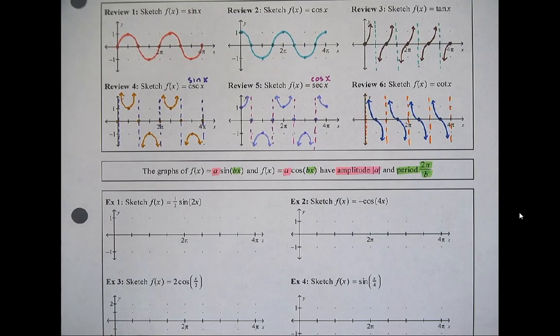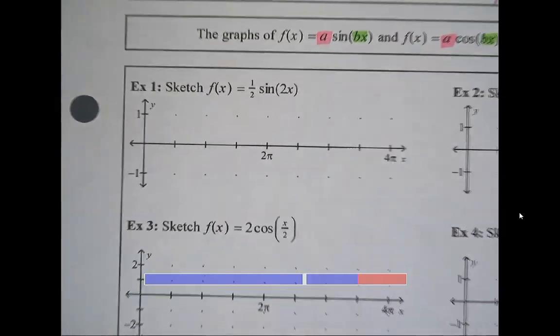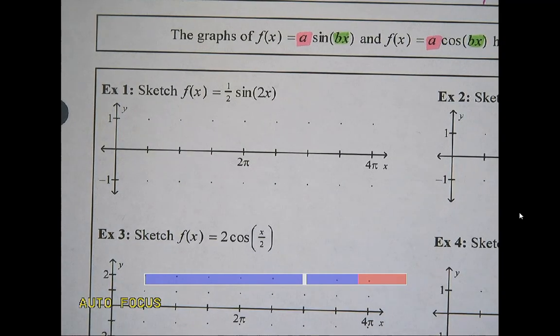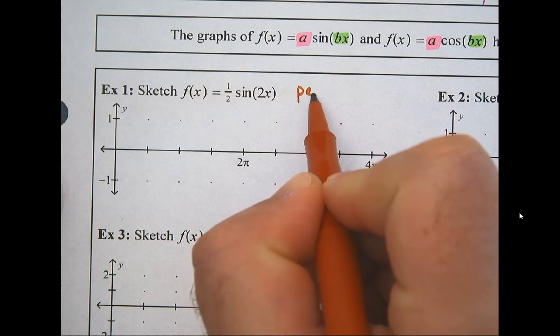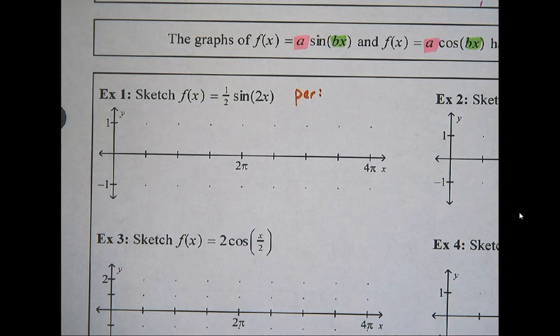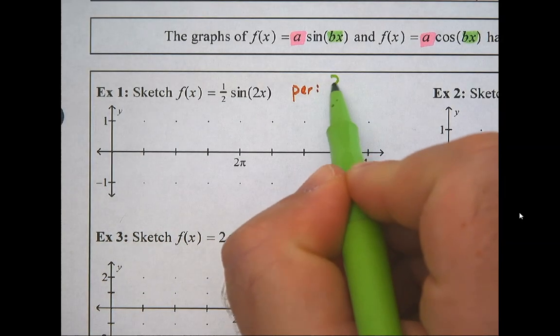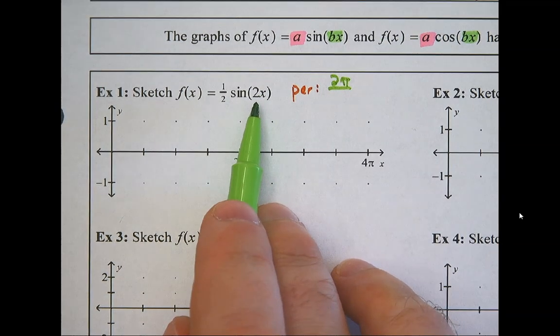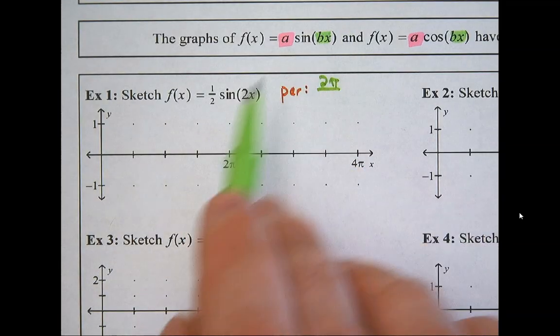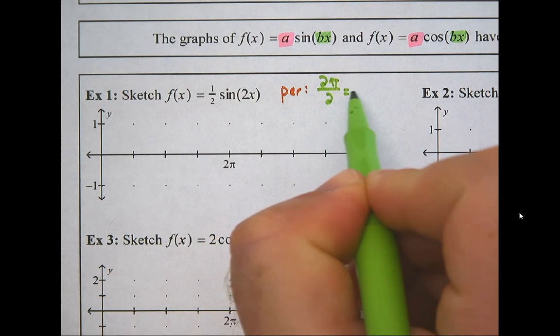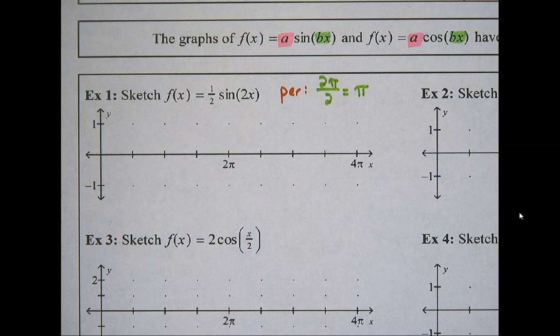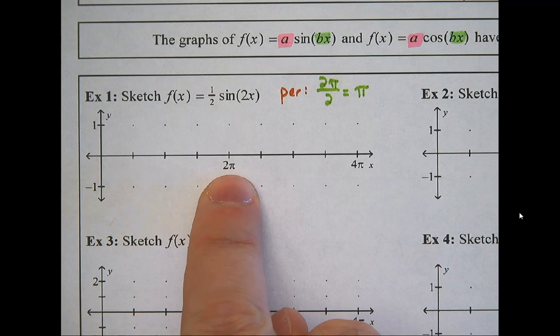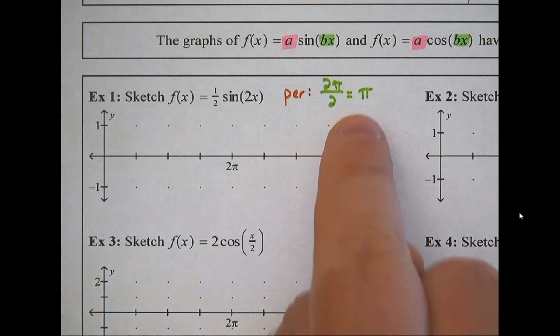So we first have to figure out what the period is going to be. f of x equals 1/2 sine of 2x. So the period is going to be 2 pi over b. What's the value connected to x? That's the b term, so that's a 2. 2 pi divided by 2 ends up being pi. So if my period is pi, that means I have to go a distance of pi, and then my graph should start repeating. Normally we want a distance of 2 pi, but now we're going to go a distance of pi.